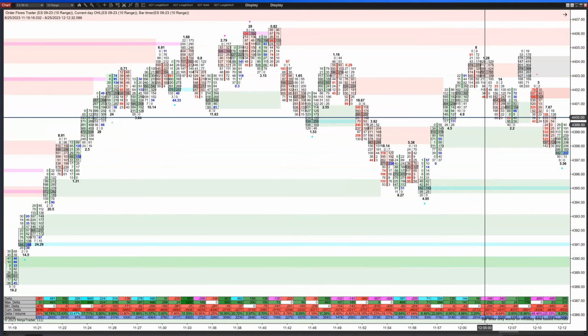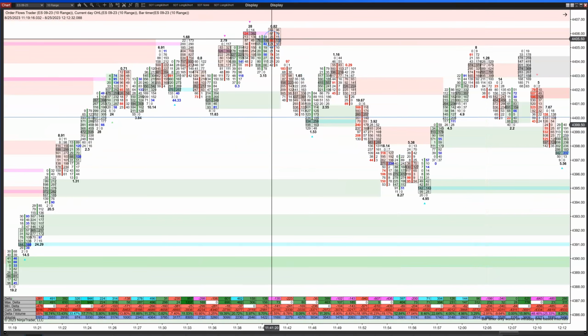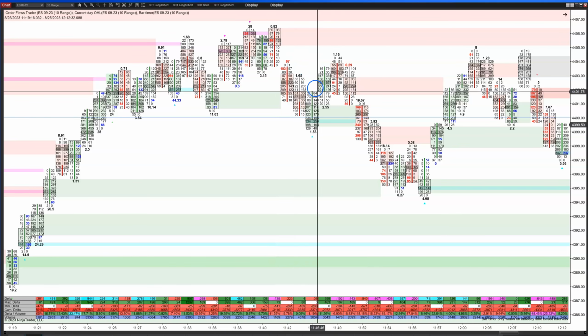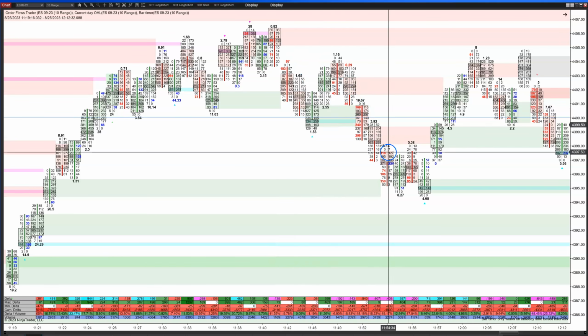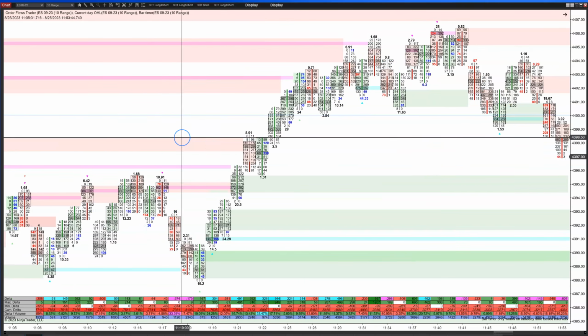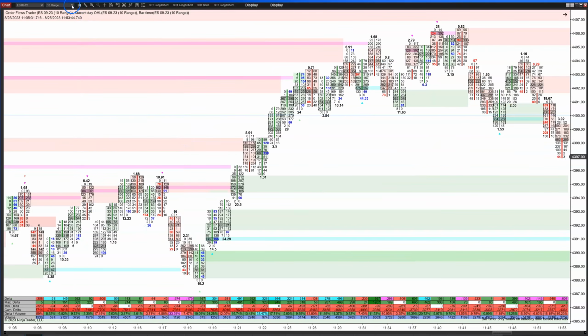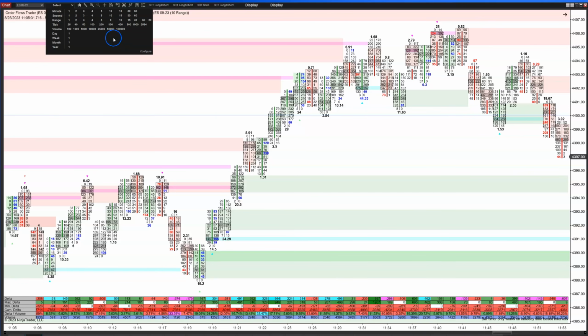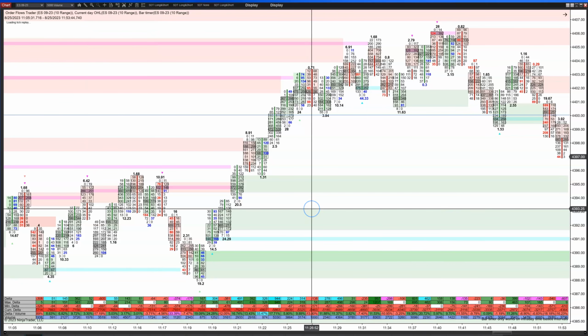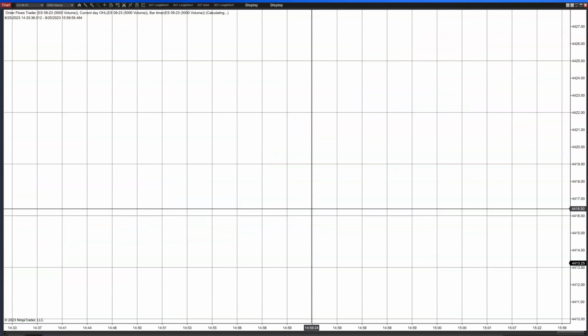Okay. And with range-based charts, you tend to get a bit more, in my opinion, abandoned value areas or value areas that aren't retested right away. If you were to look at, I don't know, volume, we'll call it a 5,000 volume chart, sort of the same thing.